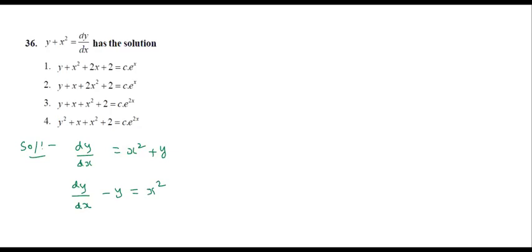Now this is in the form dy by dx plus py is equal to q. Then what is p, students? P is equal to minus 1 and q is equal to x squared. Now how to find the integrating factor? The formula we already know: e power integration p dx. Here p means minus 1, that is minus dx. Overall we get e power minus x as the integrating factor.